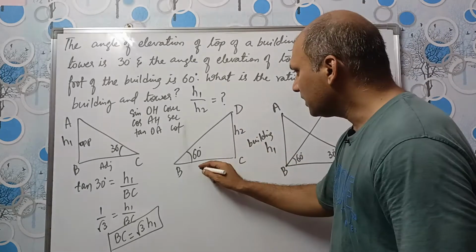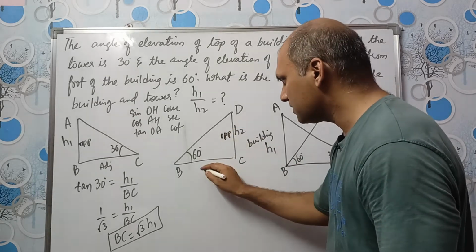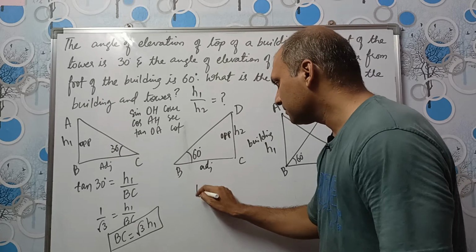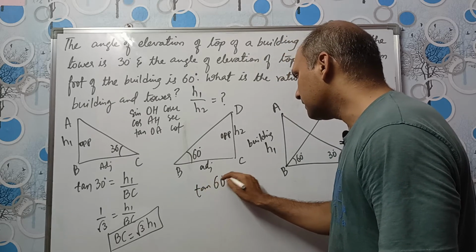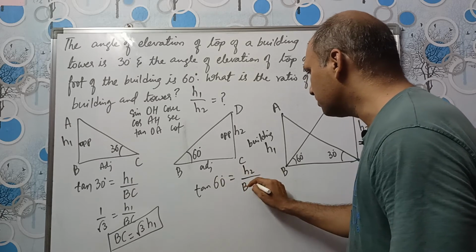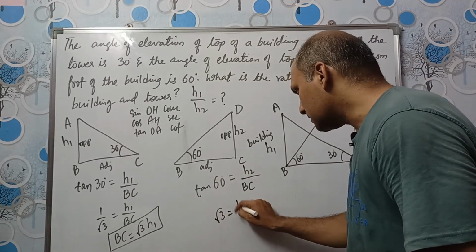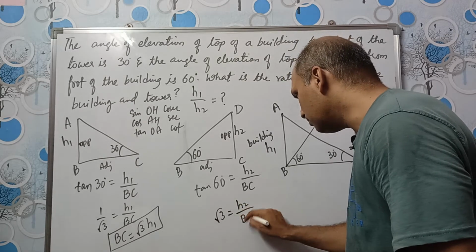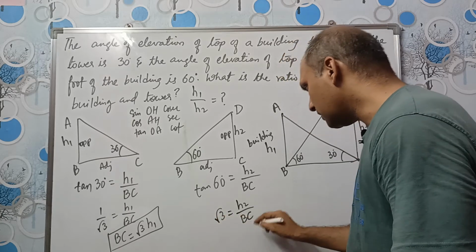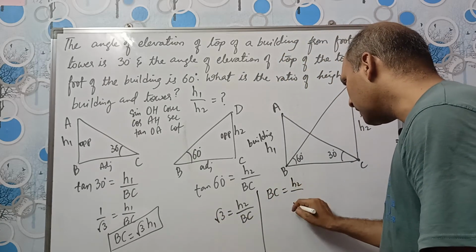Okay, again we can use tan because this is the opposite side and we are considering BC, right? So this is the adjacent side. Opposite adjacent is in tan. Tan 60 degrees is equal to opposite is h2 divided by adjacent is BC. Tan 60 is root 3. So this is h2 divided by BC. Or if you cross multiply, see root 3 will come here, right? So BC is equal to h2 by root 3.